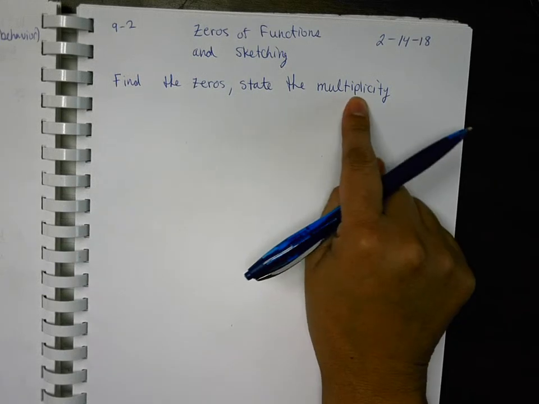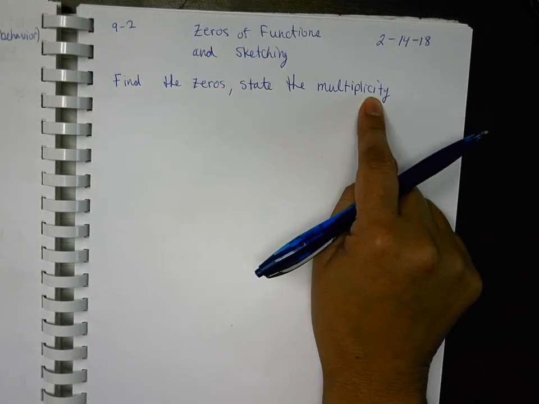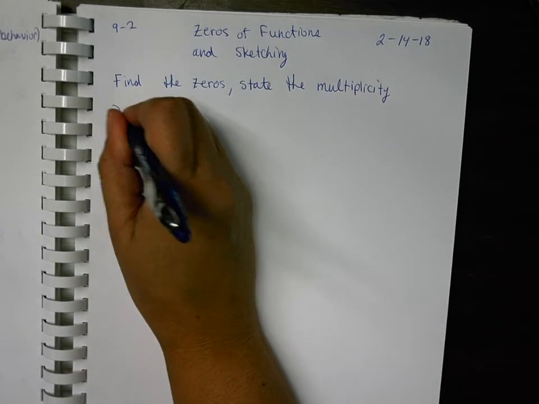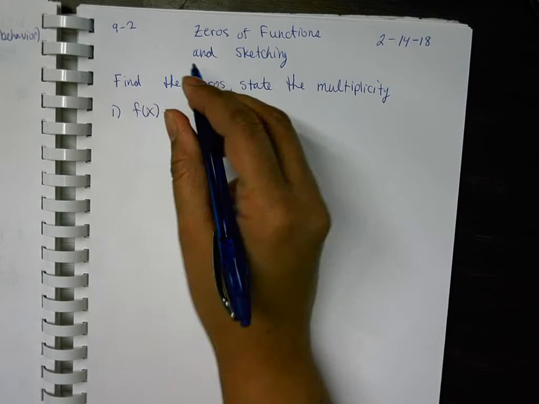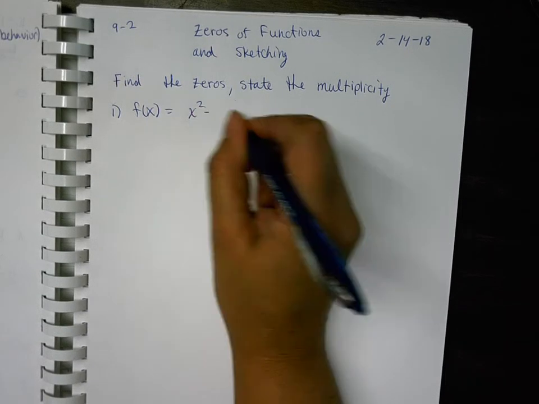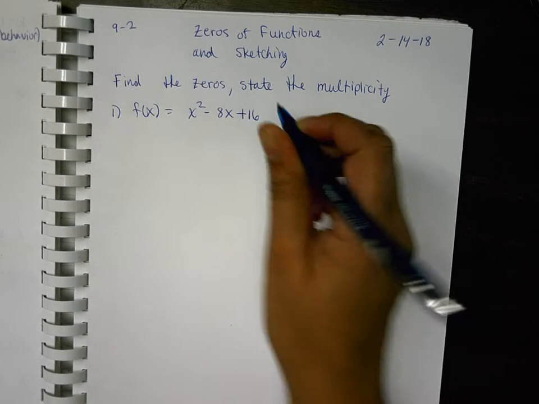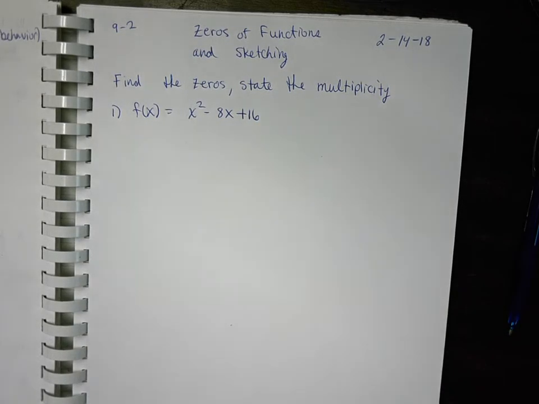Now this is a word you've seen as well. Do you remember at least hearing it before, multiplicity? Maybe you don't remember what it is, but you remember hearing it. All right. Number 1, f of x equals x squared minus 8x plus 16.